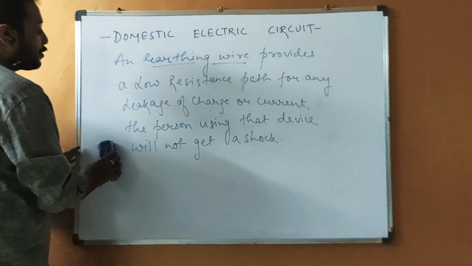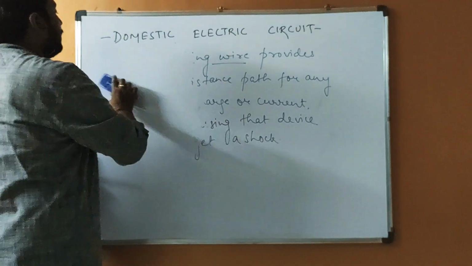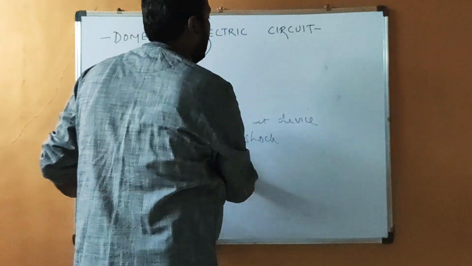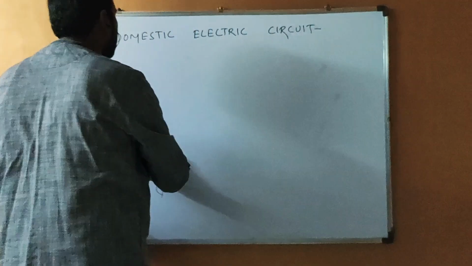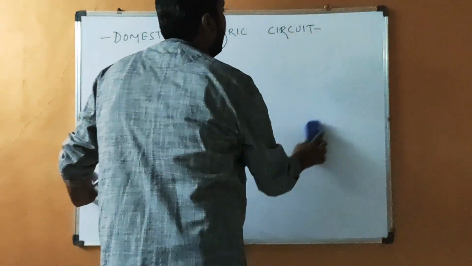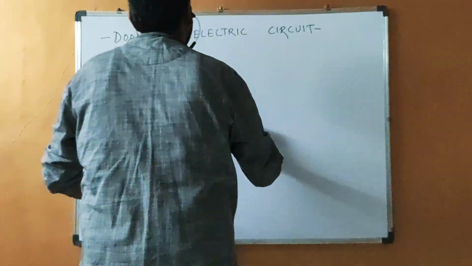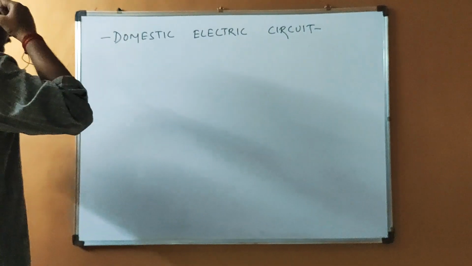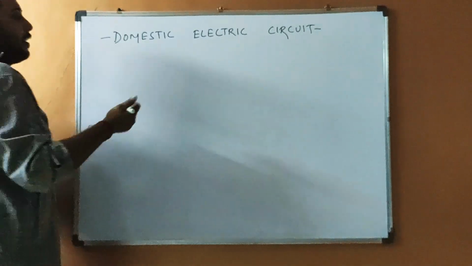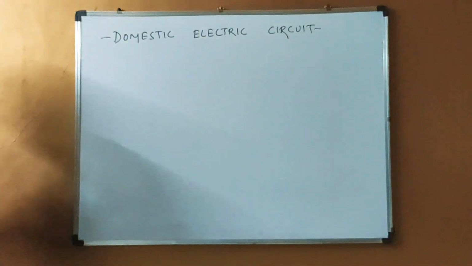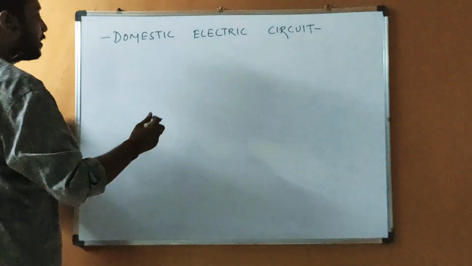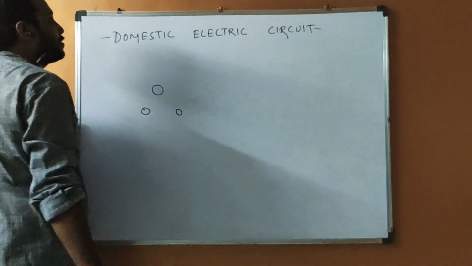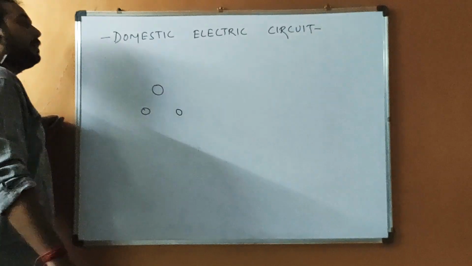Got it, everyone? So, a small recap: there are two safety devices. One is the electric fuse. It protects electrical appliances whenever a high amount of current flows through our home. Another is the earthing wire, which protects us from getting a shock if there is any leakage of charge or current. Now there is one question I am going to discuss. This is a 3-pin socket, right? Why has this hole been made bigger?